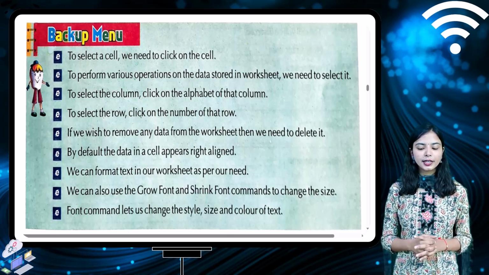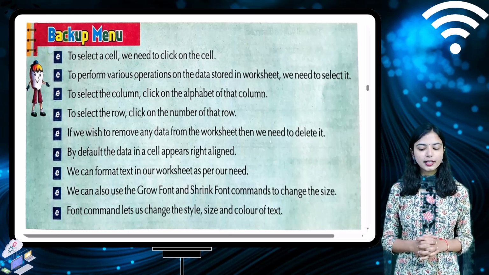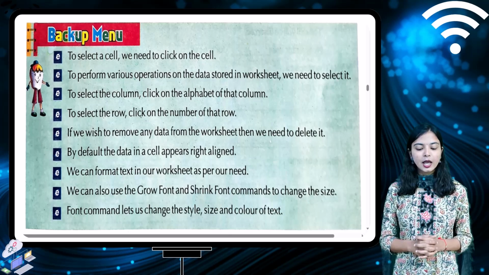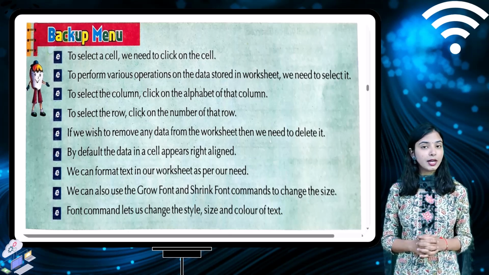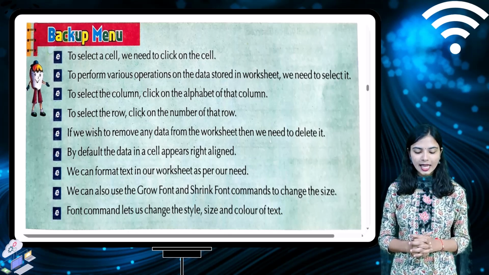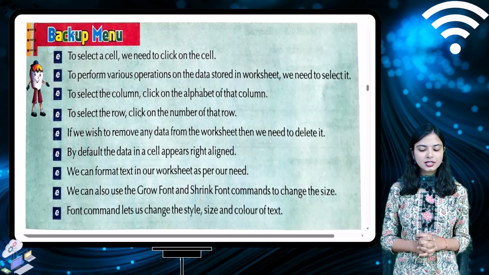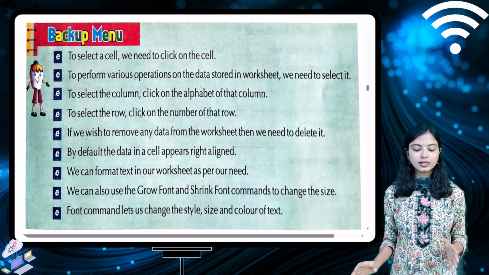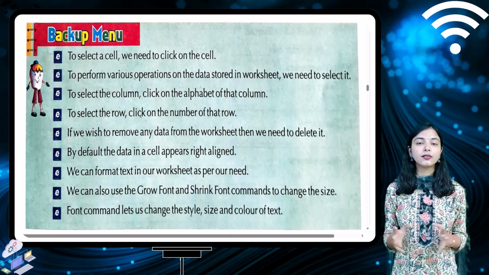If we wish to remove any data from the worksheet, then we need to delete it. By default, the data in the cell appears right aligned. We can format text in our worksheet as per our need. We can also use the grow font and shrink font commands to change the size. Font command lets us change the style, size and color of the text. So these are the backup menu points of this chapter.